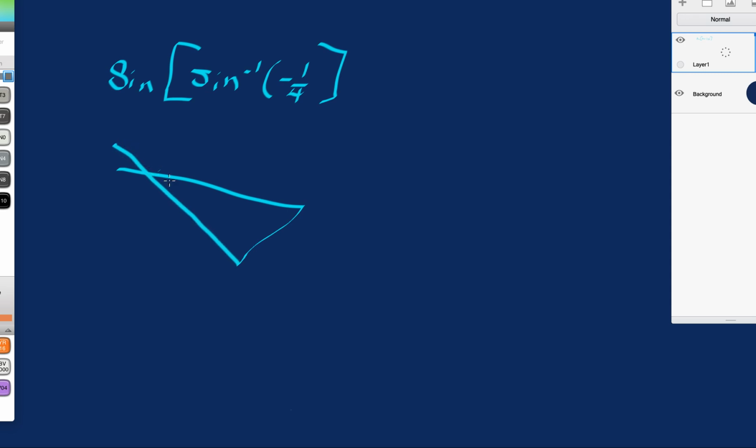So we got a right triangle. Looks horrible. But if I put a 1 out here, and this is the angle that I'm talking about. So the inverse sine is telling me it's one opposite over hypotenuse.